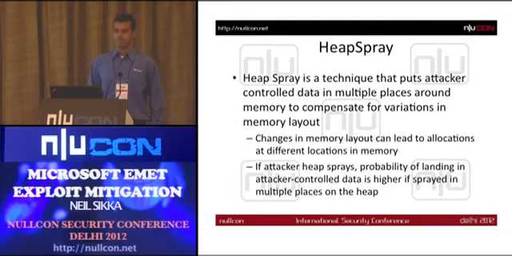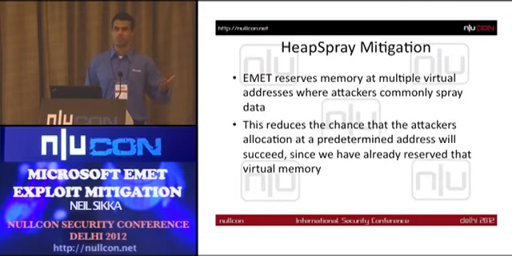And the mitigation is that we pre-reserve memory at multiple virtual addresses where the attackers generally and commonly put their shellcode. And this reduces the chance that the attacker's allocation at the predefined address would succeed because it's already been reserved by EMET.